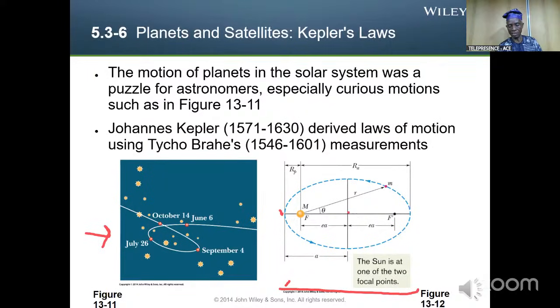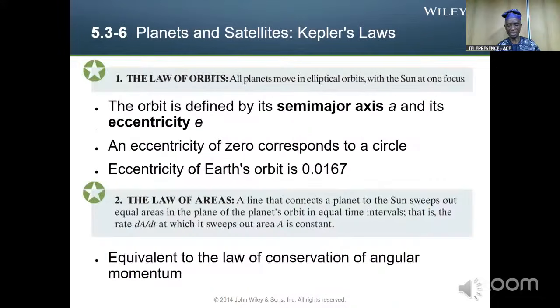And here, this is the farthest. So this is the closest to the sun. And here, the farthest from the sun is the other, aphelion, I think, aphelion. So note that. Having seen that, the first law of orbit is that all planets move in elliptical orbits with the sun at one focus.